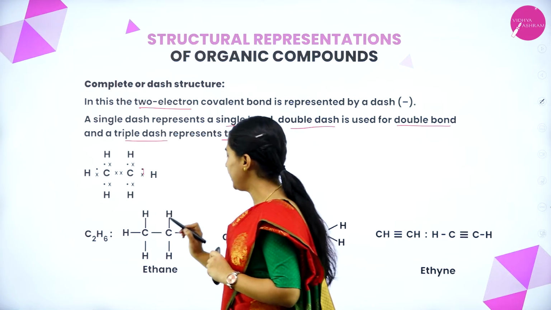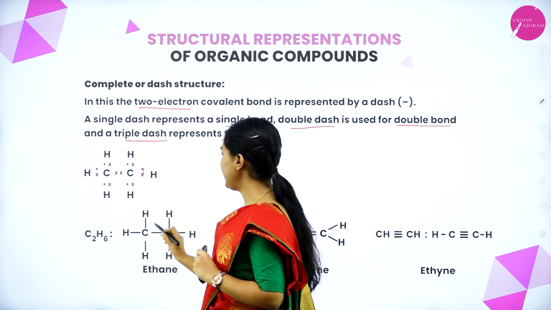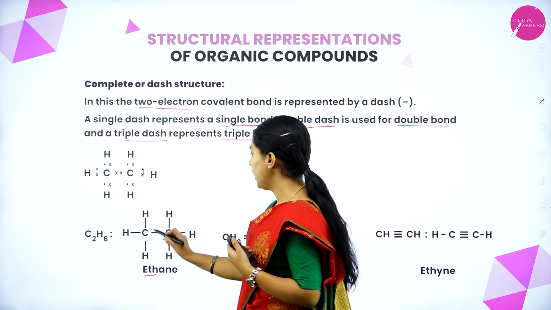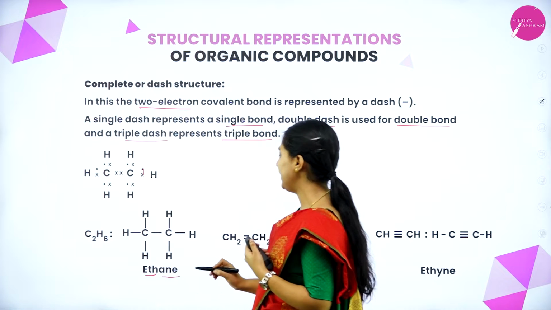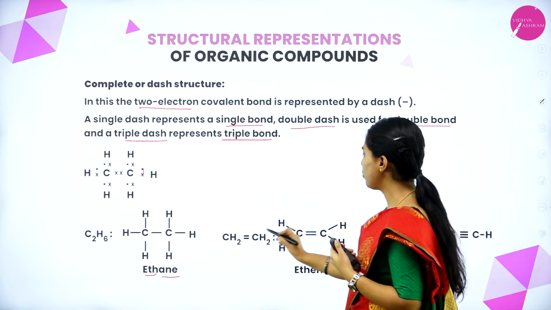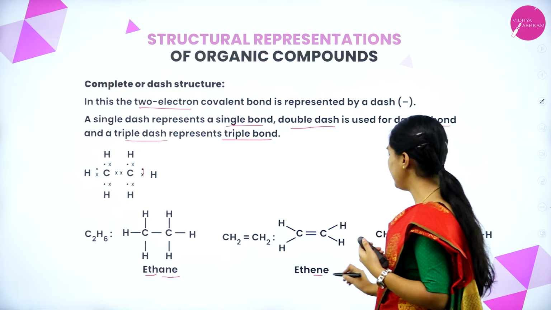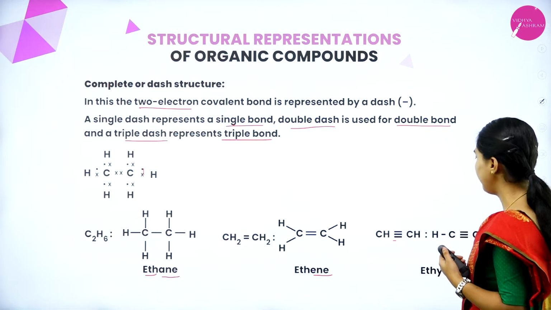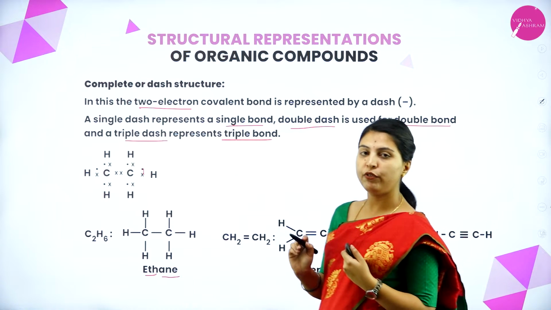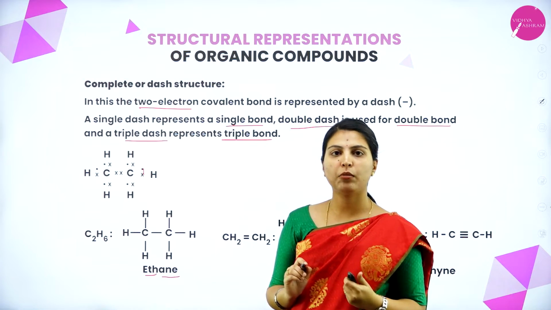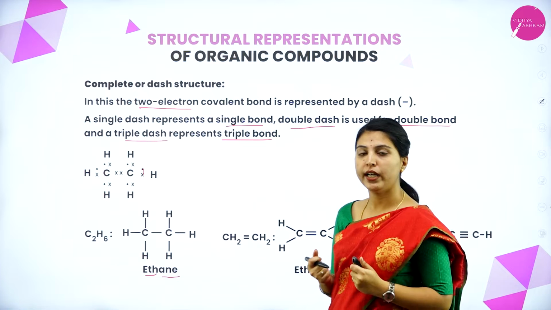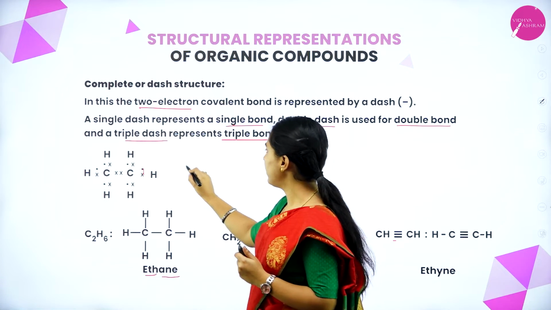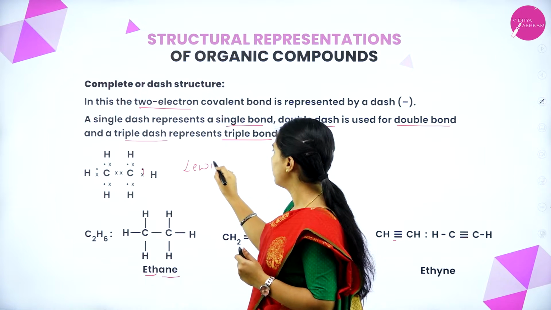We know that. By that, this is ethane, meth, eth, that rule you know. 2 carbon atoms, that's why eth. All single bonds, ethane. CH2 double bond, that's why ethene. And for ethyne, a triple bond is there, we have written the structure. You have to remember: single dash, single bond; double dash, double bond; triple dash means triple bond. It was based on the Lewis dot structure.